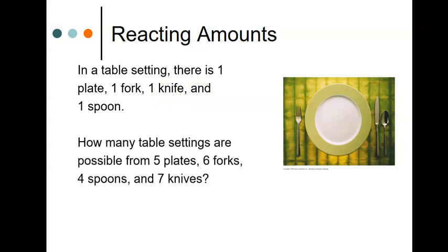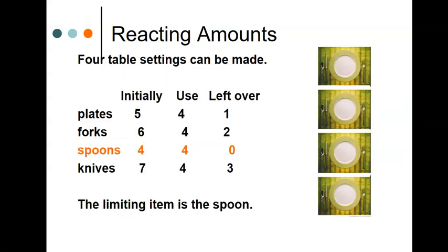And you have 5 plates, 6 forks, 4 spoons, and 7 knives. How many table settings can you make from this? And then, what is the limiting item? Which item is the limiting one that limits you, or that runs out first?